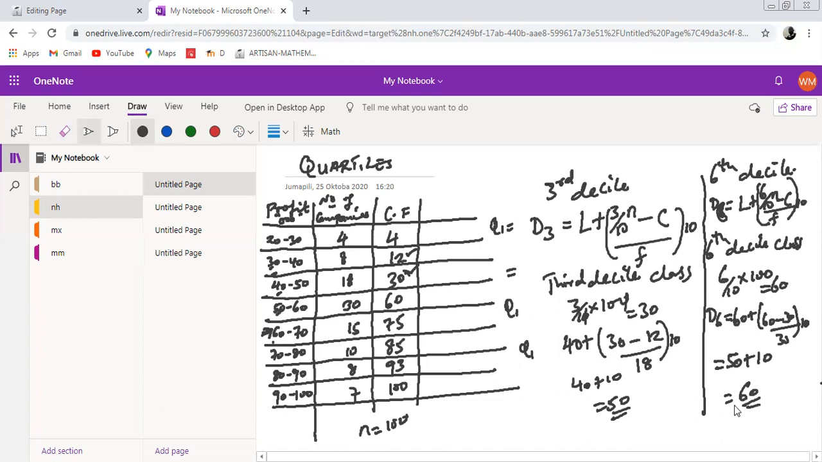You can be told to get the seventh decile. The seventh decile, D7, is going to be L plus 7 over 10 n minus c over f, and then you multiply by the class width i. You locate the seventh decile class by calculating this part. If you are told to get the ninth decile, it is going to be 9 over 10 n, you locate the ninth decile class like that, and your work becomes very simple.